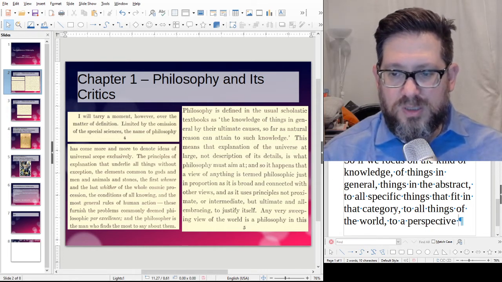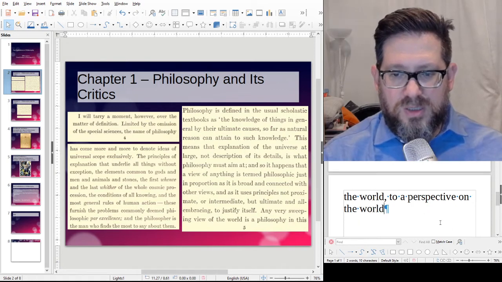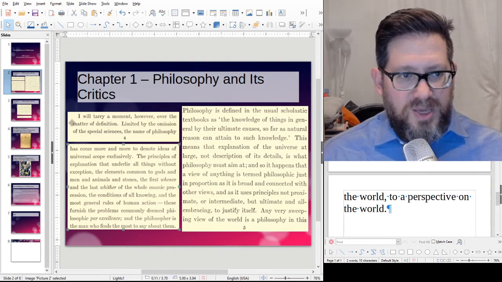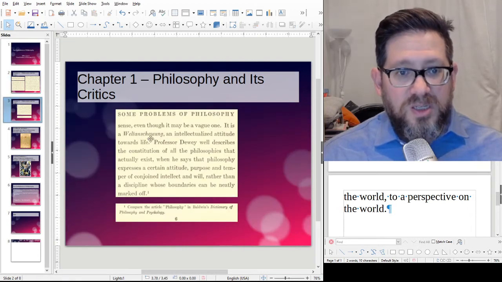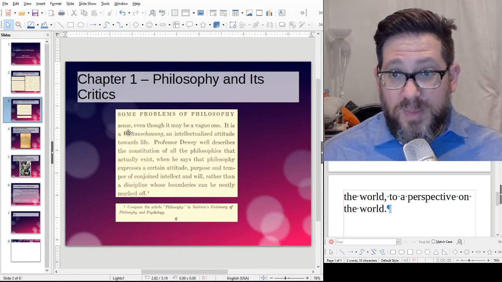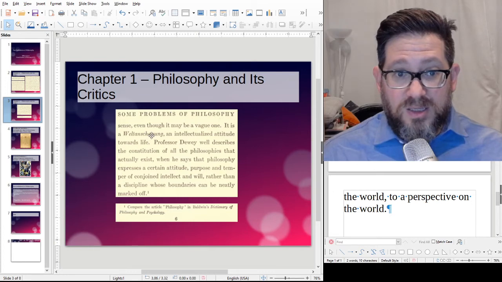So this is what becomes our new definition. Let me go to the next page, because it's over here that he says it's a Weltanschauung, right? Which we said meant a perspective on the Welt, the world.